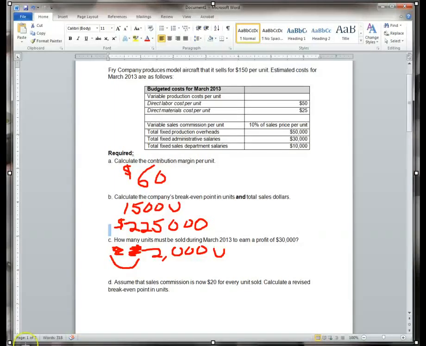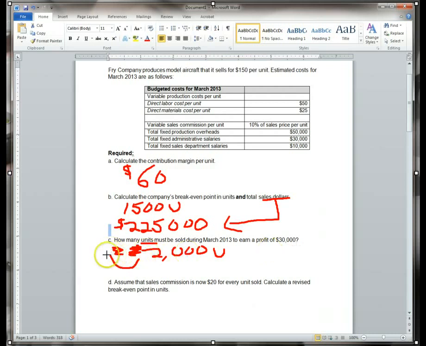Okay, I'm back. So a couple things here. We've gone through Part A, which is the contribution margin per unit, which is $60. Part B calculated the break-even point, which we figured out is 1,500 units. And also in sales dollars, remember half the points are there, so if you miss sales dollars, you lose a bunch of points. $225,000. Part C, they're asking just for units, and we calculated 2,000 units to make a profit of $30,000.